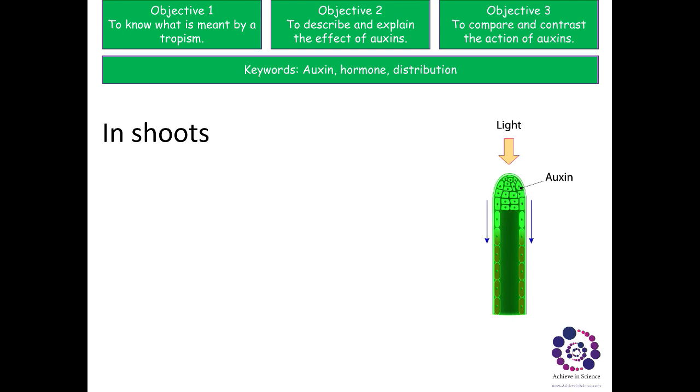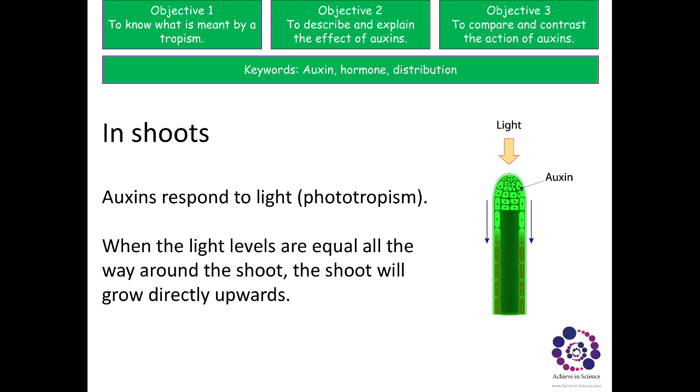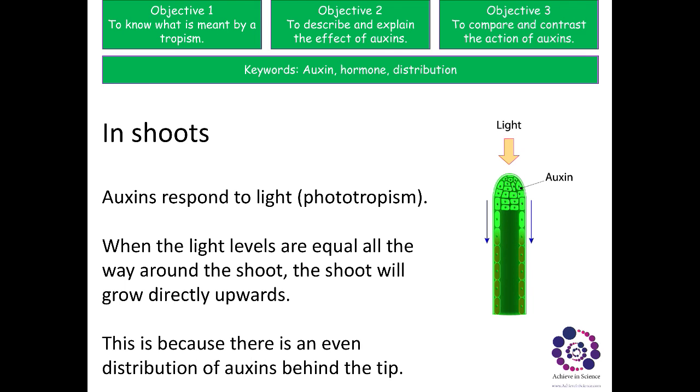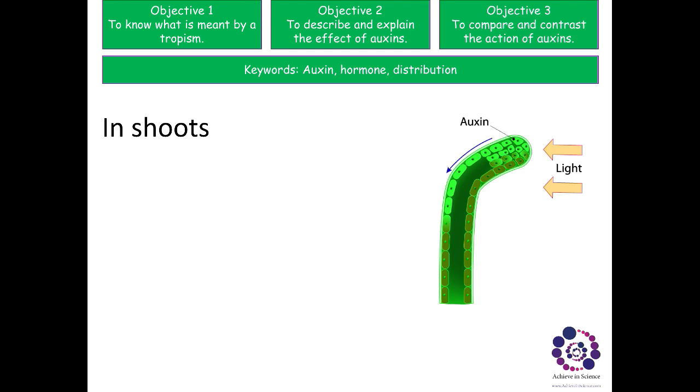So in shoots, auxins respond to light. So it's an example of a phototropism. When the light levels are equal all around, all the auxins will therefore move directly downwards, causing the shoot to grow directly upwards. This is because there is an even distribution of auxins just behind the tip.